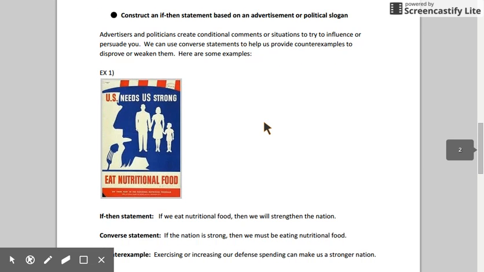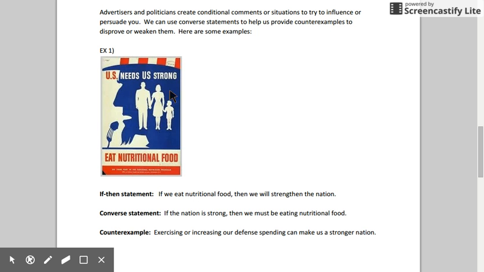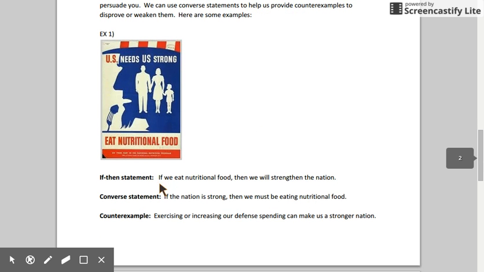Let's look at this poster right here. And we're going to come up with an if-then statement that it makes us think of, the converse statement, and then maybe a counterexample. This poster is saying the U.S. needs us strong, eat nutritional food. So this poster is trying to say that if we eat nutritional food, then the U.S. will be strong. We can say that a variety of different ways. One way is that if we eat nutritional food, then we will strengthen our nation.